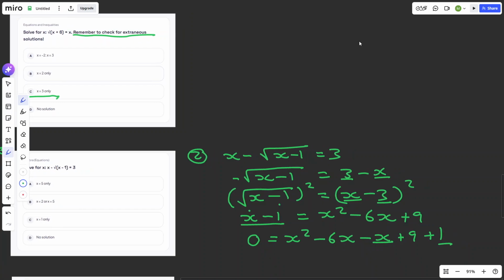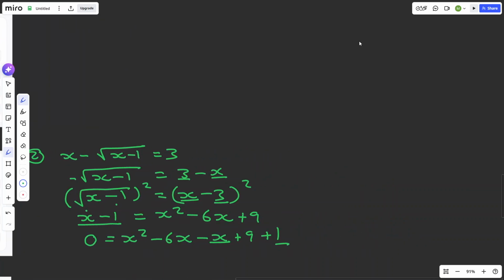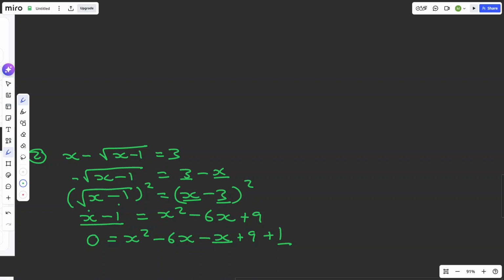So let's see. Let us continue here. Okay, so let us simplify it, right? So it's going to be x squared minus, so we're going to be adding up the like terms. Minus 6x minus x is minus 7x. Plus 9 plus 1 is plus 10. And then equated to 0.